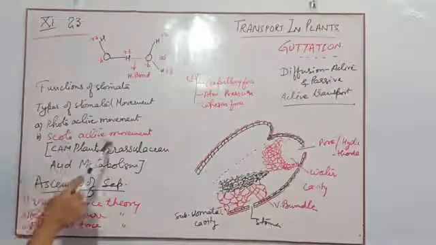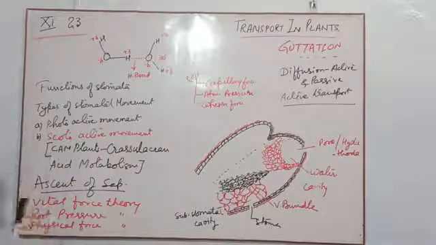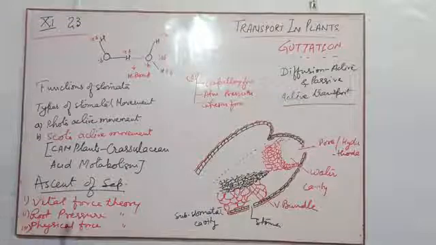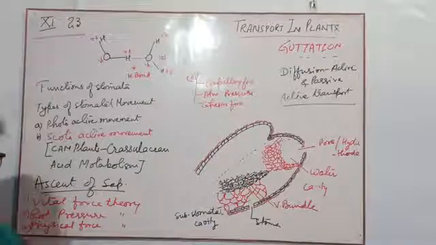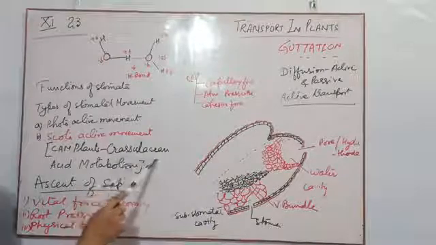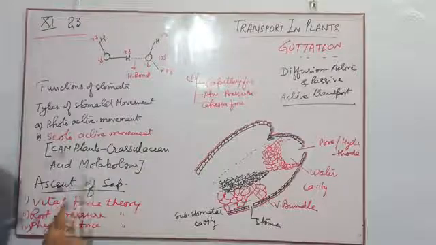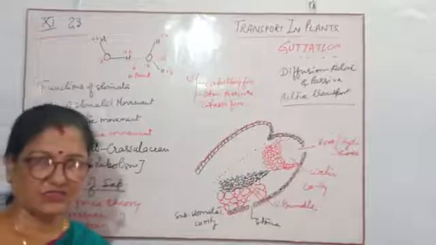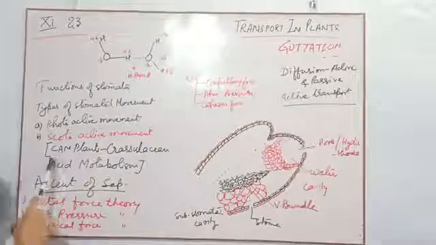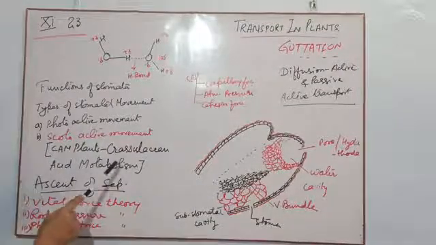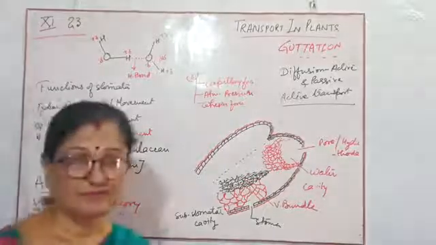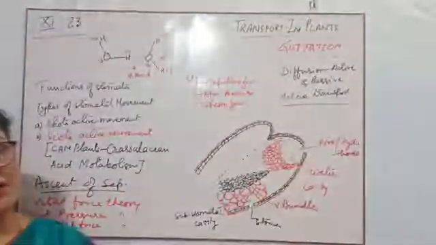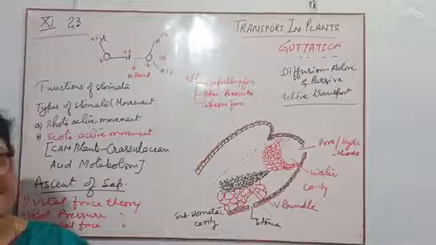Now children, the example for scotoactive movement is those plants which open their stomata in the night time, so they are known as CAM plants. CAM, this is the full form, crassulacean acid metabolism. When you study photosynthesis, then you can understand. But you can understand the name CAM plant, crassulacean acid metabolism. Those plants have this type of metabolism. They have scotoactive stomatal movement.